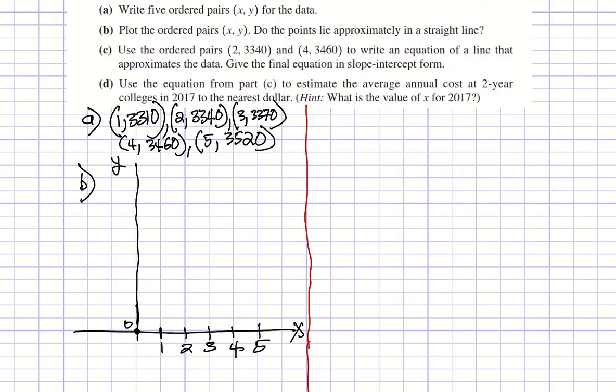The smallest one is 3310. The next one 3340, 3370, 3460, 35. So let's do it like this. It's gonna be hard. Let's do it, 3300.